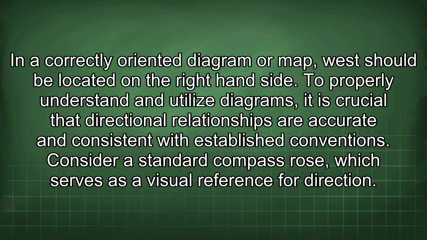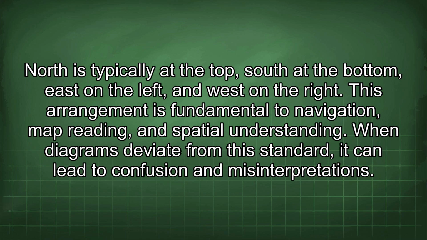Consider a standard compass rose, which serves as a visual reference for direction. North is typically at the top, south at the bottom, east on the left, and west on the right. This arrangement is fundamental to navigation, map reading, and spatial understanding. When diagrams deviate from this standard, it can lead to confusion and misinterpretations.